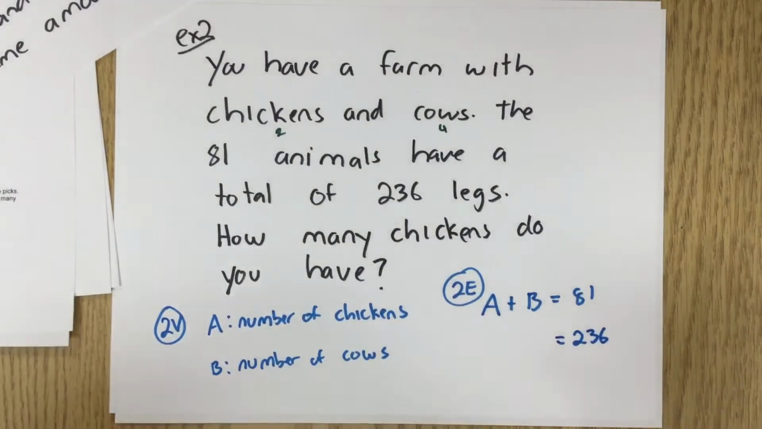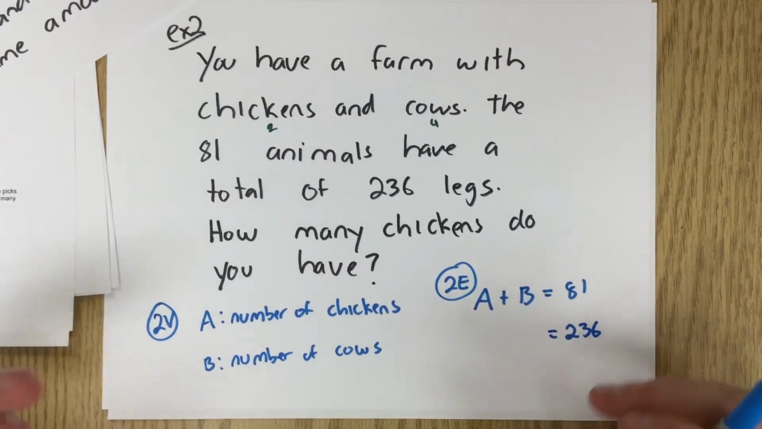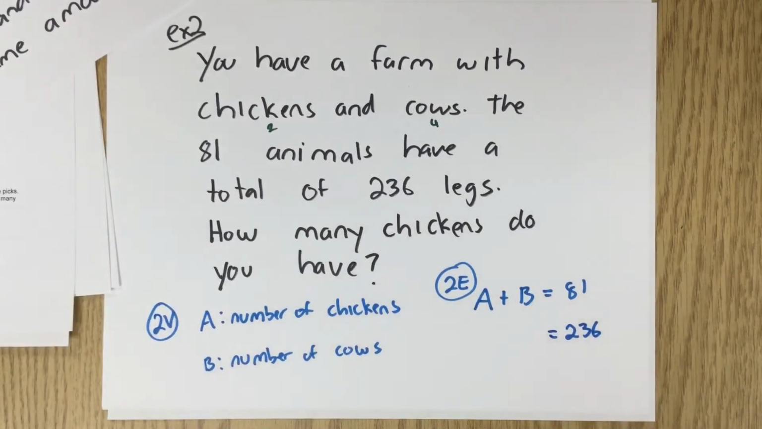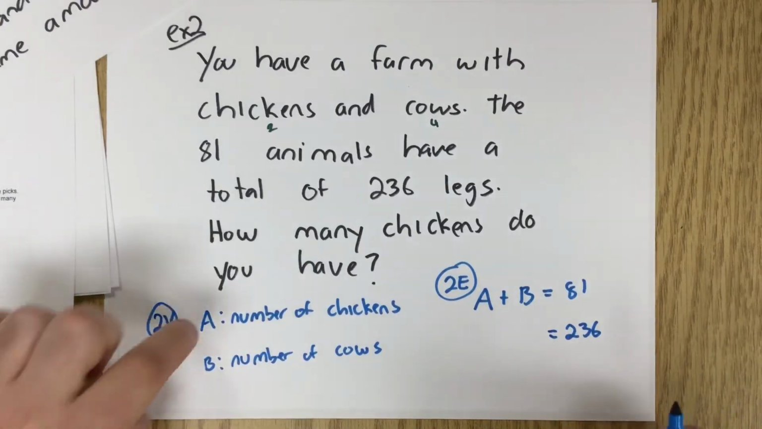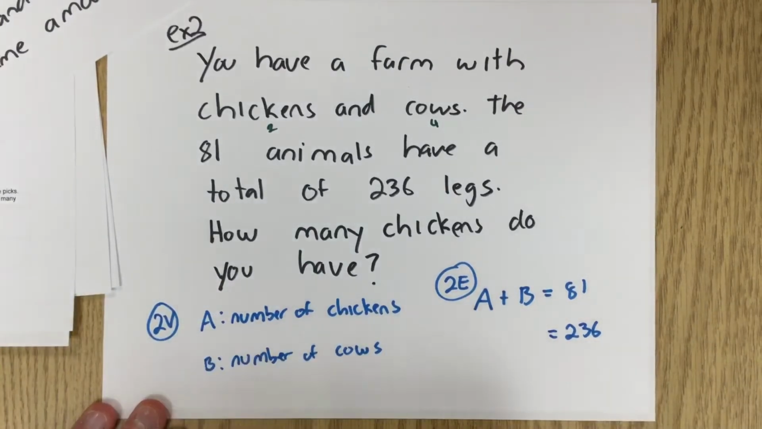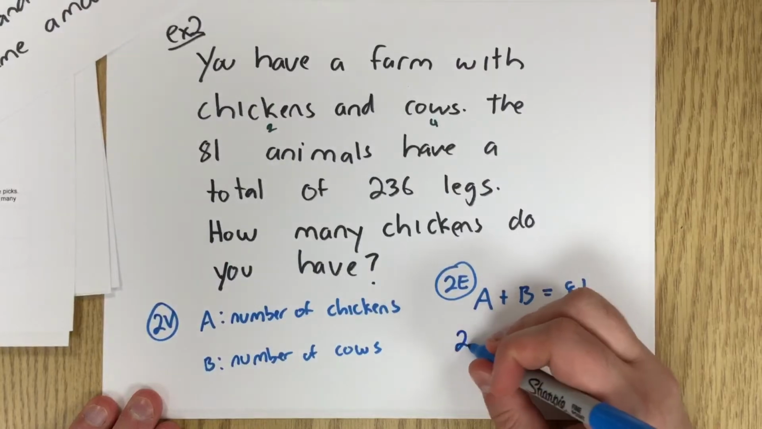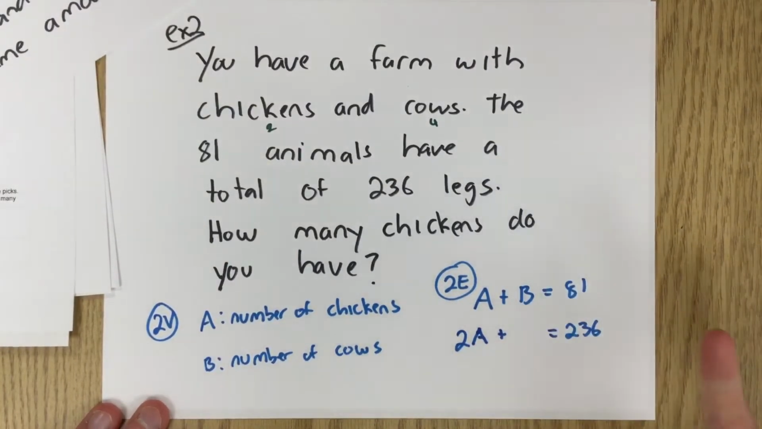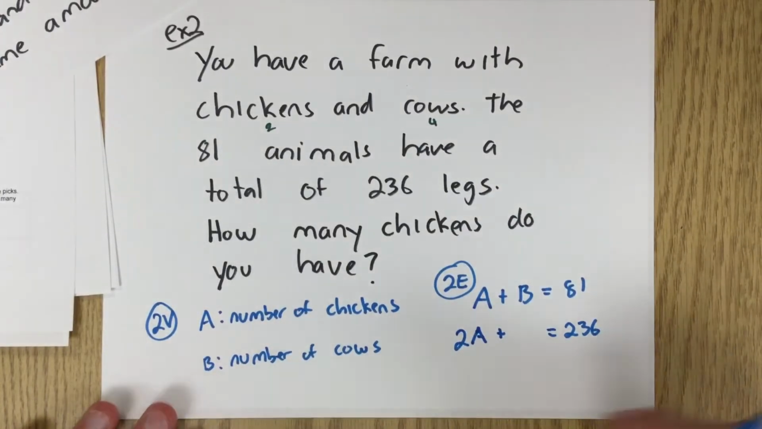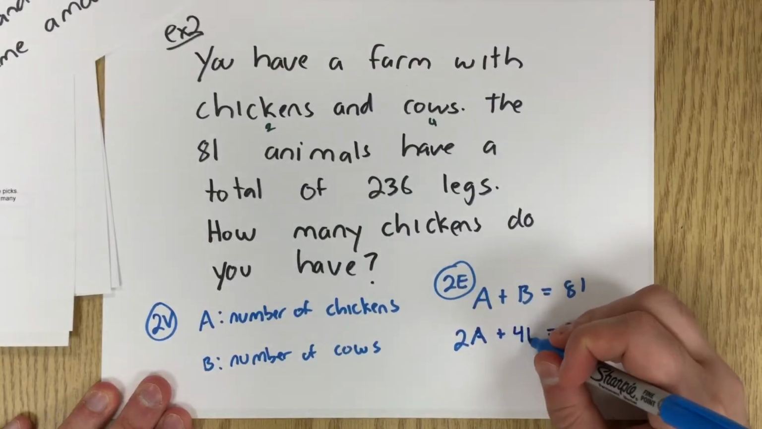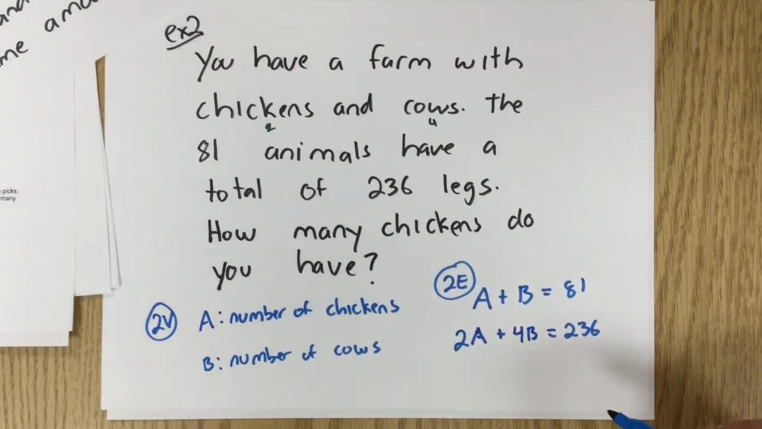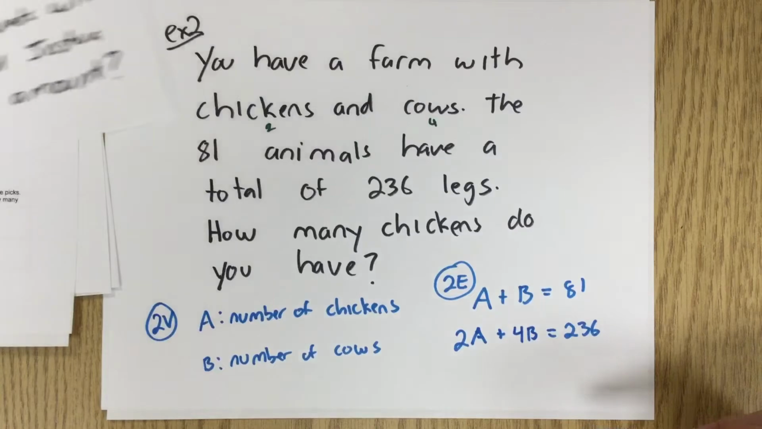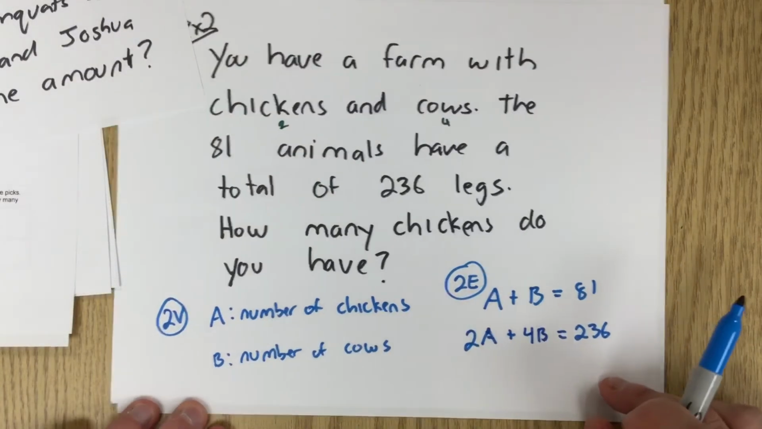So if we had 7 chickens, it's kind of like the dollar bill one. If we had 7 chickens, we would have 7 times 2, 14 chicken legs. So the number of chicken legs is going to be 2 times the number of chickens. The number of chickens is A, so the number of chicken legs is 2A. Similarly, the number of cow legs, every cow has 4 legs, and there's B cows, so it's going to be 4B. And those are the 2 variables with the 2 equations.